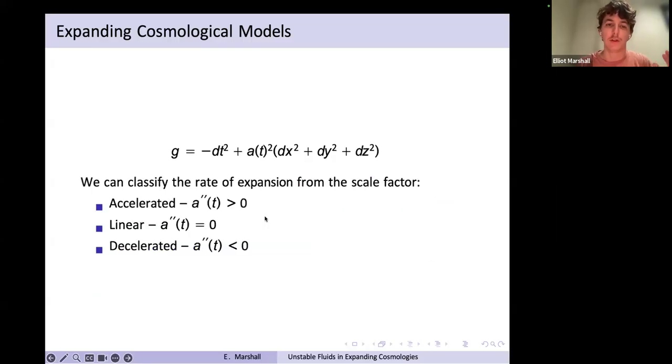Okay, so ultimately I want to look at perturbations of these FLRW models, but in particular we can further classify them. So I said these are expanding models, and our expansion is determined by this function a(t), which we call the scale factor. And we can classify how fast our model is expanding by looking at the second derivative of these quantities. So we're going to say our model has accelerated expansion if the second derivative is positive, linear if it's zero, decelerated expansion if it's negative.